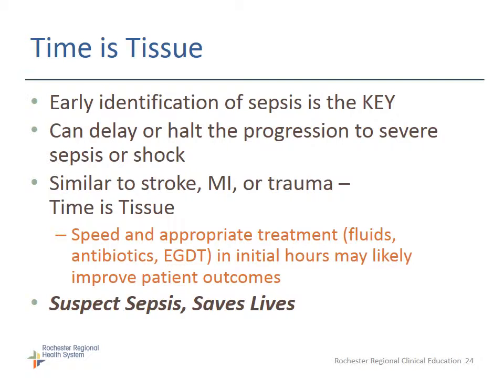Sepsis is similar to stroke, MI, or trauma. Time is tissue. The longer it takes to identify sepsis, the more tissue damage occurs. Lactic acid levels are elevated in sepsis due to tissue injury. Early lactate can help with early diagnosis. The speed and appropriate treatment, such as fluids, antibiotics, and early goal-directed therapy in the initial hours, may likely improve patient outcome. Suspect sepsis saves lives.